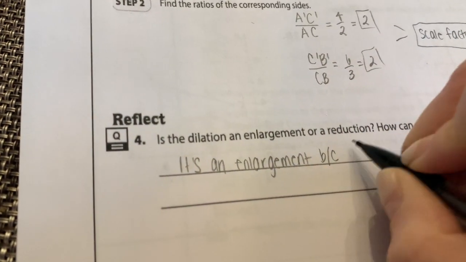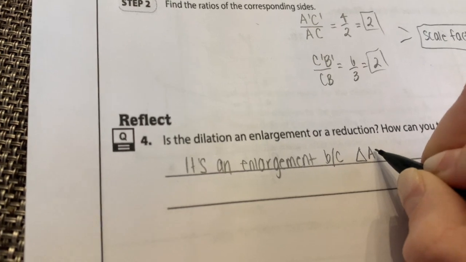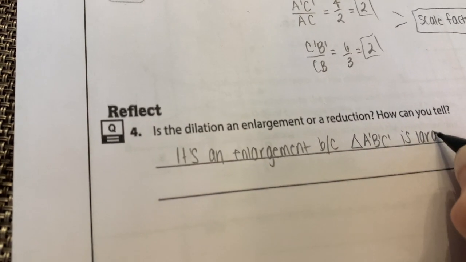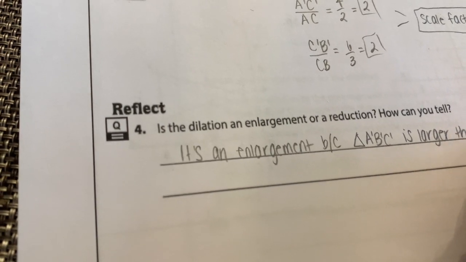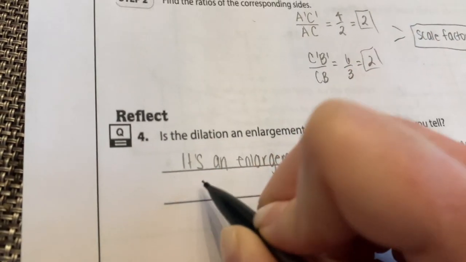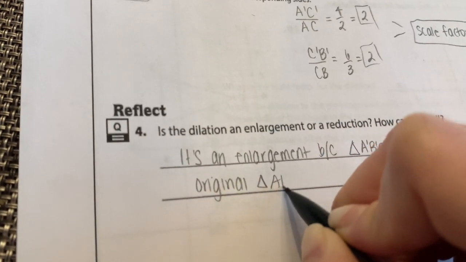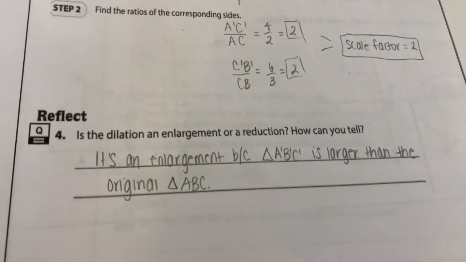because triangle A prime, B prime, C prime is larger than the original triangle, ABC. That's it. Okay.